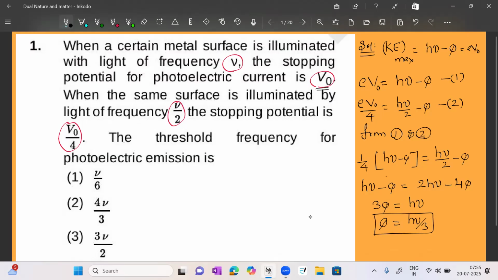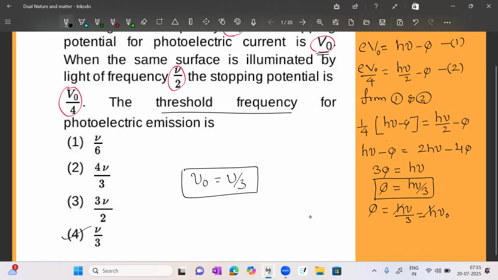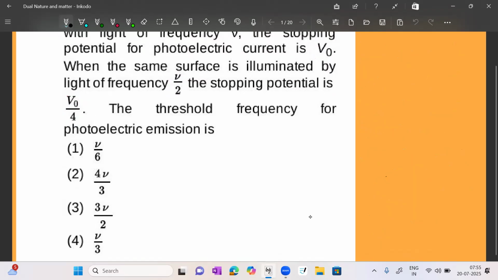They ask what is the threshold frequency. So the work function we can replace: φ equals hν by 3, that equals hν naught. h gets cancelled, so the threshold frequency is ν by 3. So option 4 is the correct answer. We take the two equations and substitute from equations 1 and 2. I hope you understood. See the next problem here.